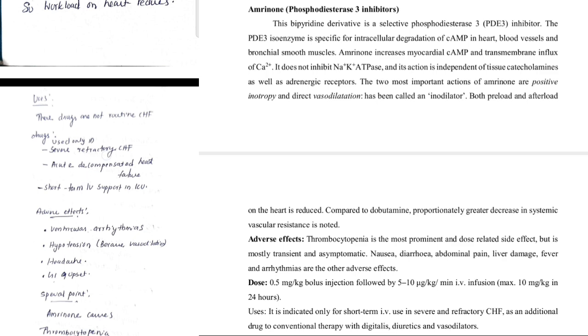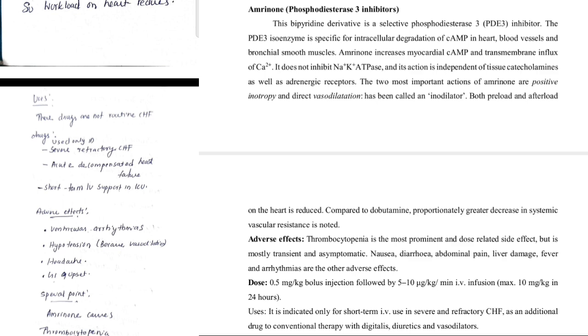Okay. Next comes the adverse effects. Ventricular arrhythmias, hypotension, headache and gastrointestinal upset are the adverse effects of these drugs. And the special point which you have to remember is that Amrinone causes thrombocytopenia. Thrombocytopenia means a decrease in platelet count. So nowadays Milrinone is preferred.